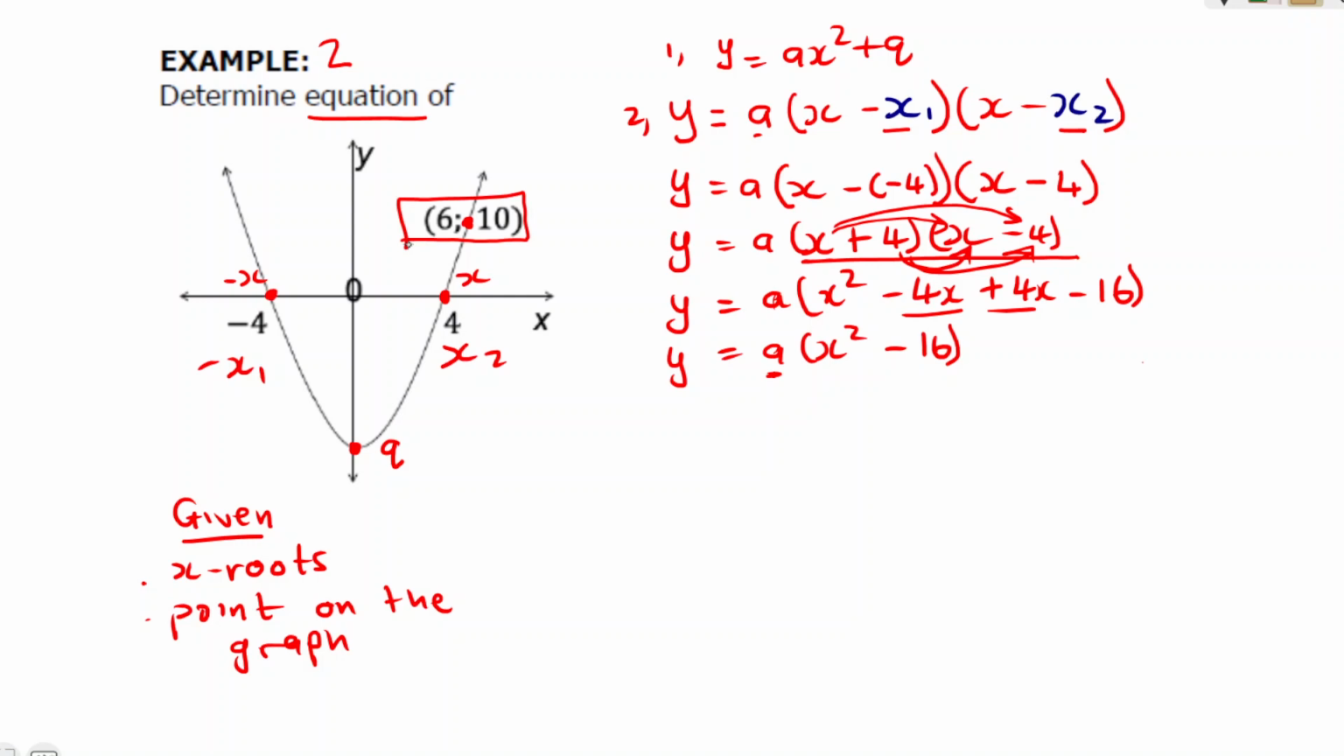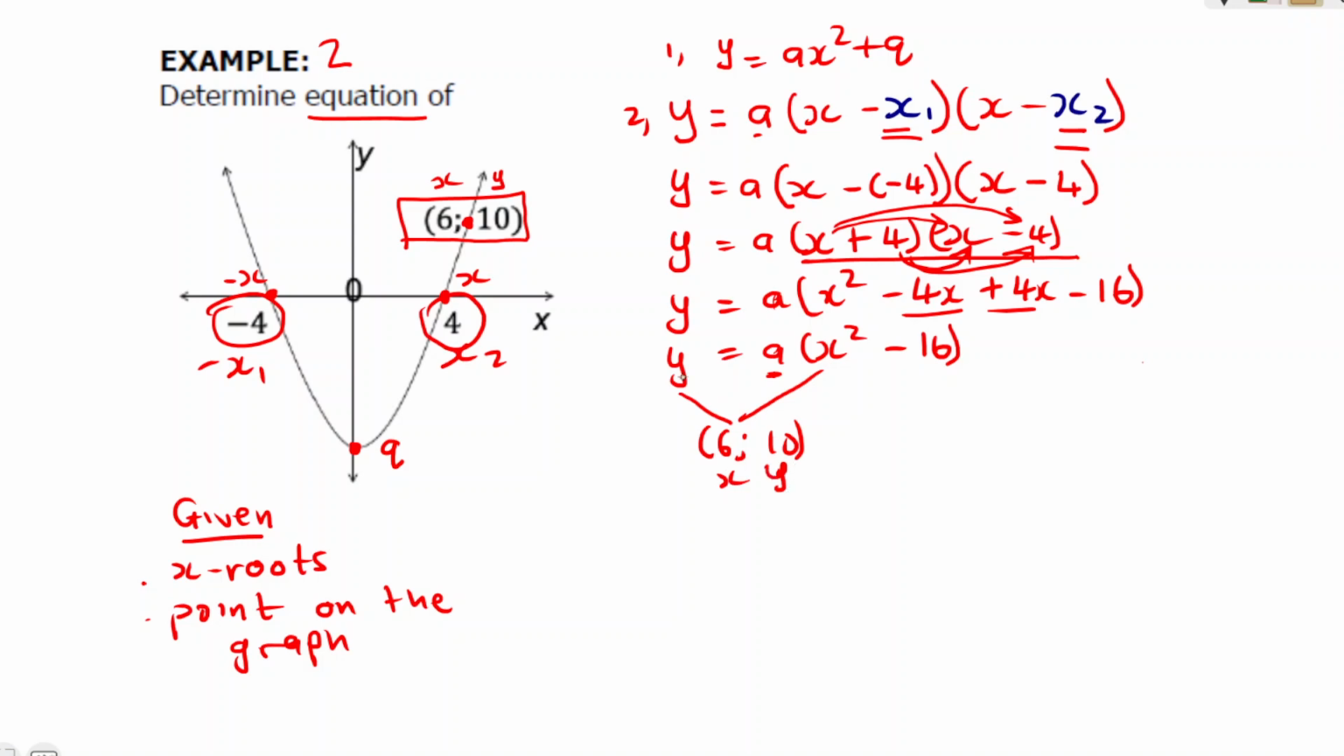The only thing that we used first, we used these roots. We took the first root, we said is x1, we substituted here. We took the second root, which is positive 4, we substituted there. That's the first thing that we did. Now we have to use the second point, which is 6 and 10. So this 6 is the x coordinate, this 10 is the y coordinate. So we have to substitute these 2 points, the x and the y, that they gave us.